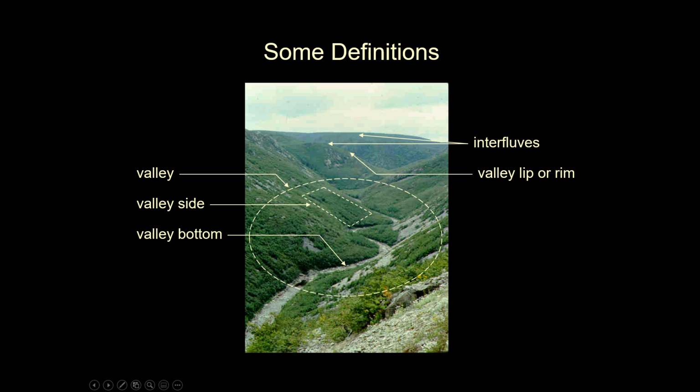But perhaps a term that's less familiar to you is interfluve. An interfluve is the high point or high points between valleys. So here we see some interfluves in the distance that separate valleys. And then we have the valley lip or valley rim, which is the side of the interfluve.